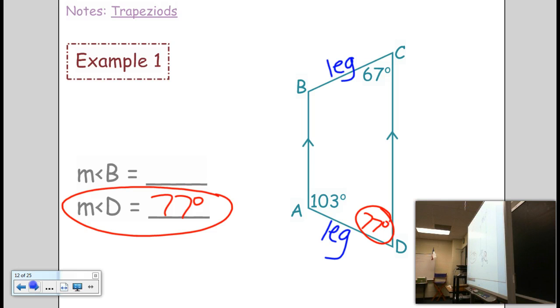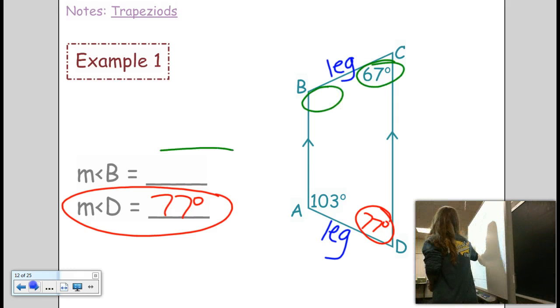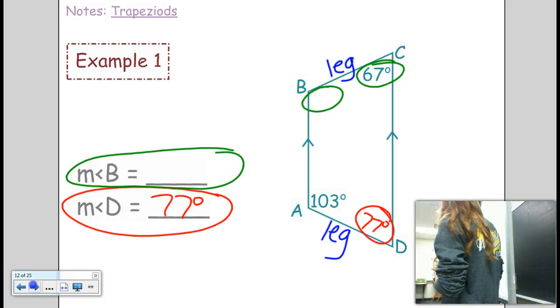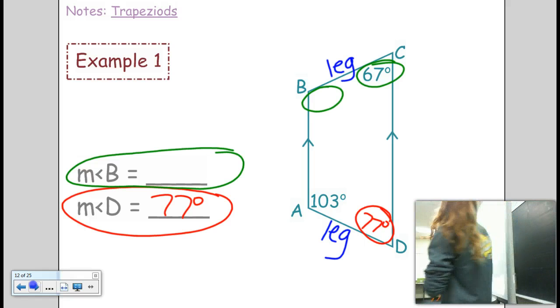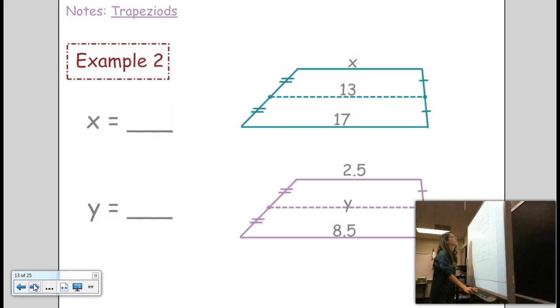Ashley, what's the measure of angle B? Thank you. 113. And then you could always check and make sure you did it correctly. If you add up all 4 of these, like we talked about earlier, 1, 2, 3, 4, what should it equal? 360. You can always check your answer. Add them all 4 up and make sure it equals 360 to make sure your shape actually makes sense. All right, example 2. These are easy.